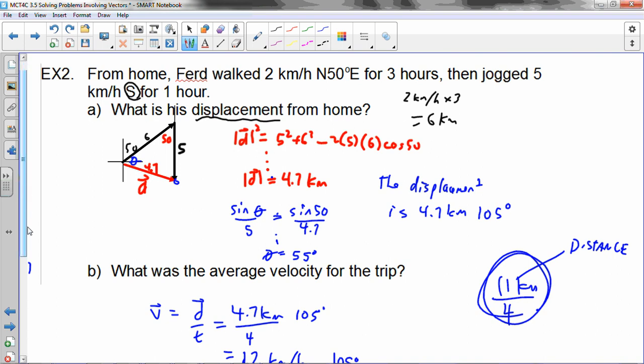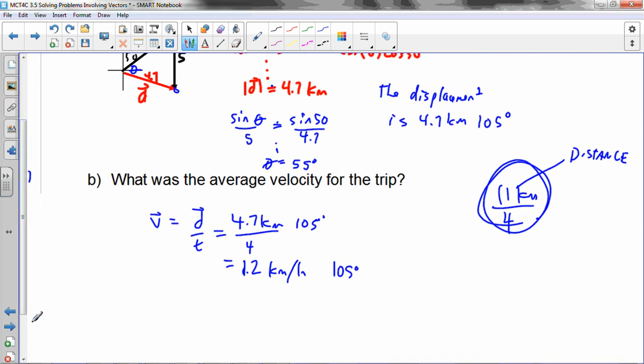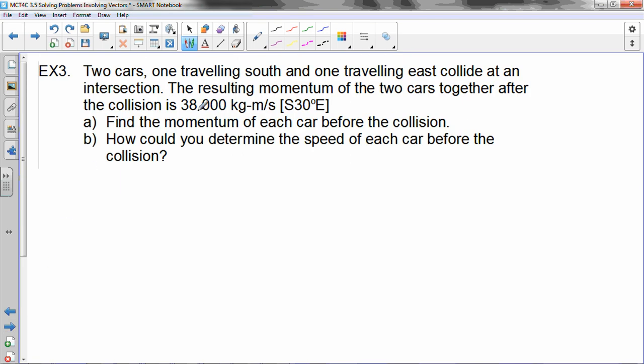What do we got? One more? One more, eh? Two cars, one traveling south and one traveling east, collide at an intersection. The resulting momentum of the two cars together after the collision is big number at that bearing. Okay, find the momentum of each car.